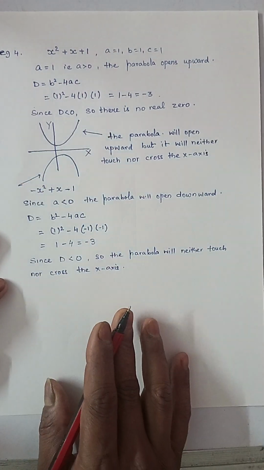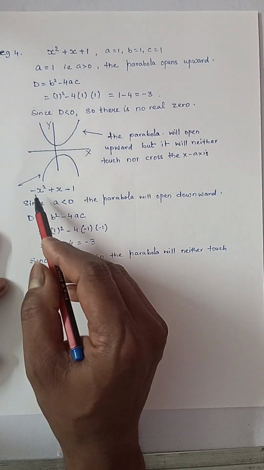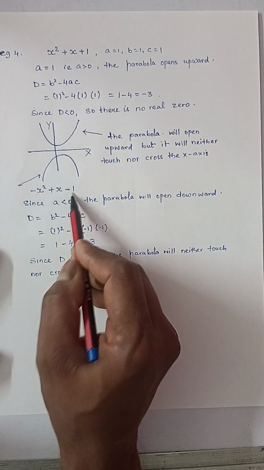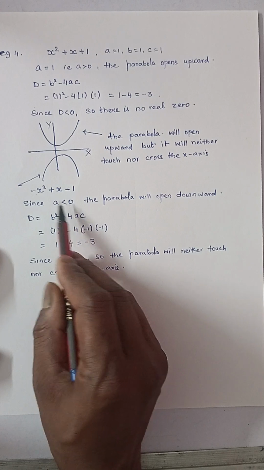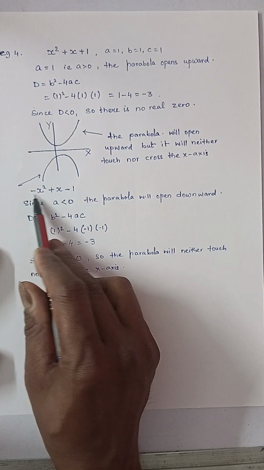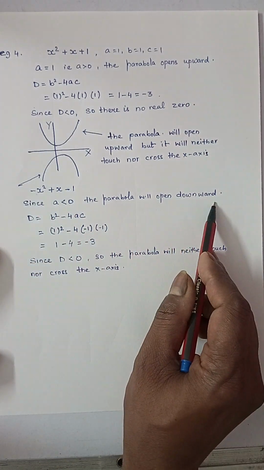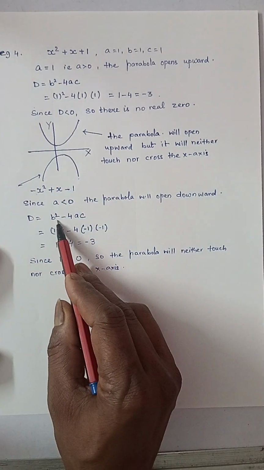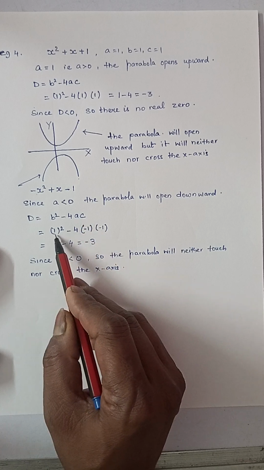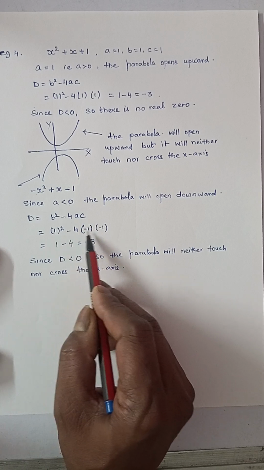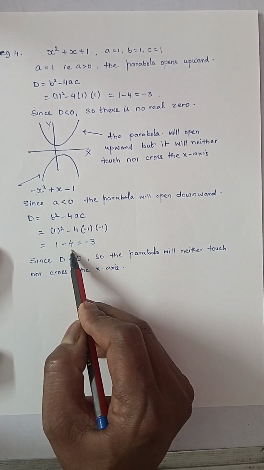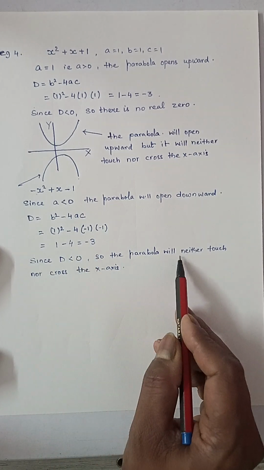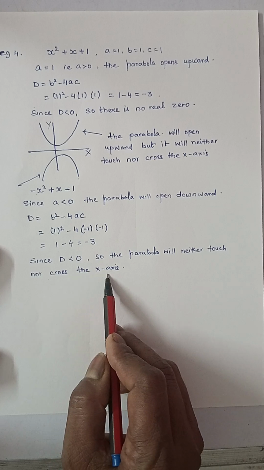not touching the x-axis. On the other hand, if we see this polynomial minus x square plus x minus 1, since here a is less than 0, you can see the a value is minus 1, the parabola will open downward. This is the parabola which is opening downward. And D equals b square minus 4ac, that is 1 square minus 4 into minus 1 into minus 1, 1 minus 4 is minus 3. Here D is less than 0, so the parabola will neither touch nor cross the x-axis.